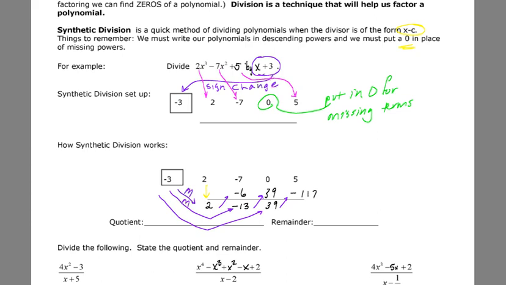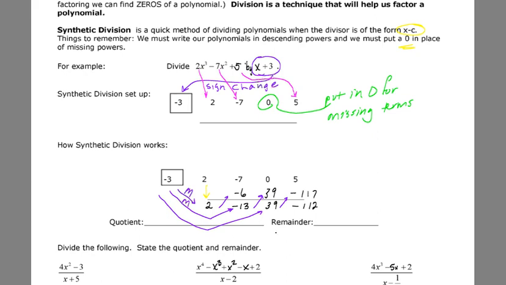And then finally, we do one last addition for this problem, which is a negative 117 plus a 5, which will be a negative 112. So that's the procedure of synthetic division. Now, I don't have enough room here to actually state my quotient and remainder because I kind of ran out of room, so I'll put it below here.